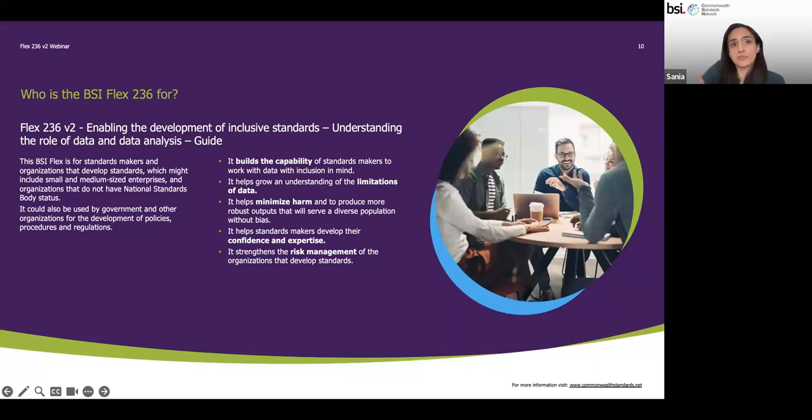So who is this Flex for? So the Flex 236 is for a broad range of stakeholders, those developing standards, but also those wanting to inform policies, procedures, and regulations in inclusive data. And it is important to note that this is a guide, so it has got a broader remit. It looks at helping organizations or individuals build their capabilities and confidence around inclusive data, helps them understand the limitations of data in terms of its inclusivity, helps them understand the risks of data not being inclusive and how to minimize these.